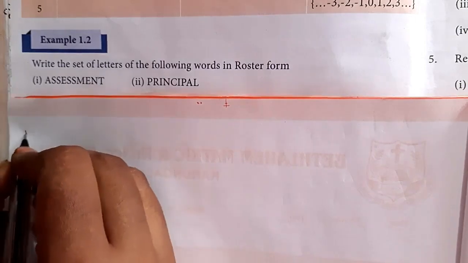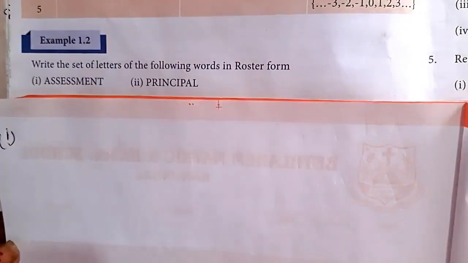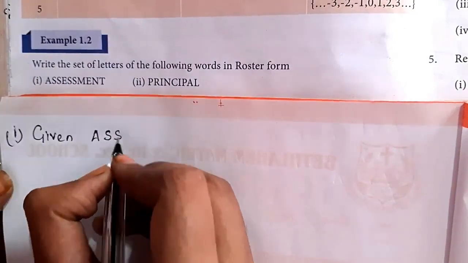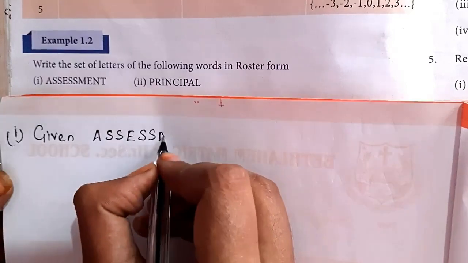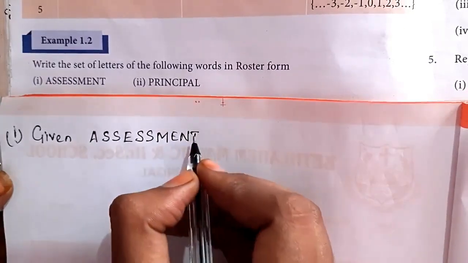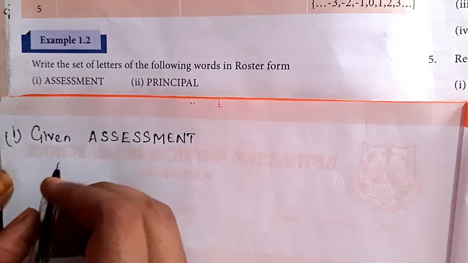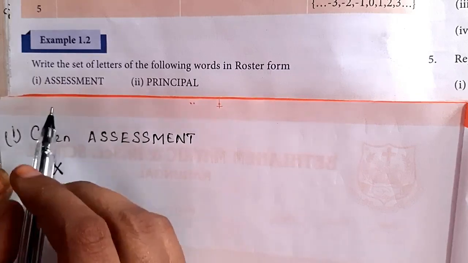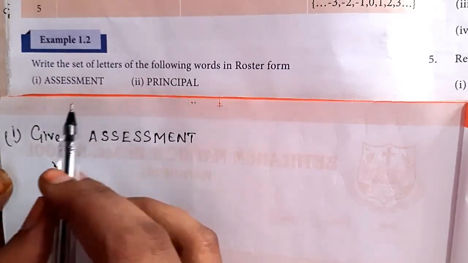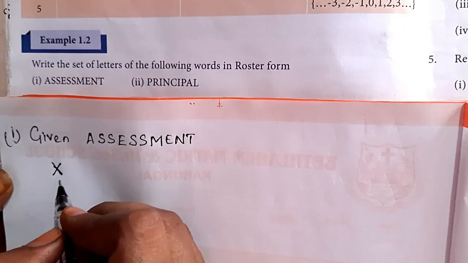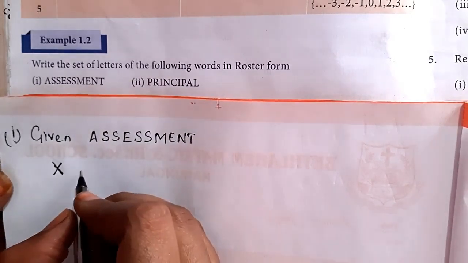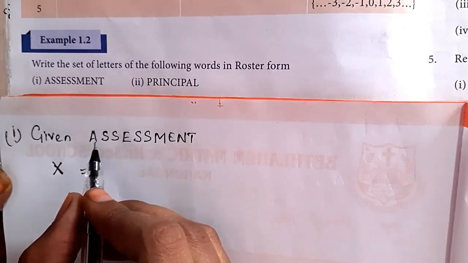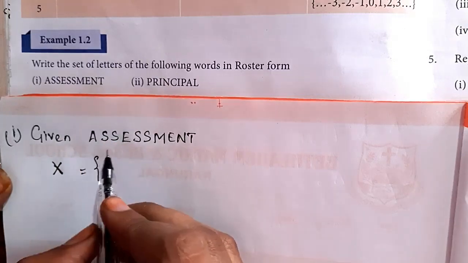So first one, listen. First one, write it properly. What is given in the first part? A, S, S, E, S, S, M, E, N, T. Am I right? So I can take the set as X. As you wish you can take, because in your question they didn't give anything. You can take A, B, your wish. I took it as X. That is equal to the set of all letters in this word. Okay, so we are going to collect the letters.